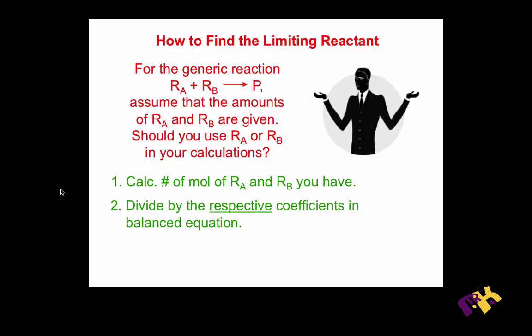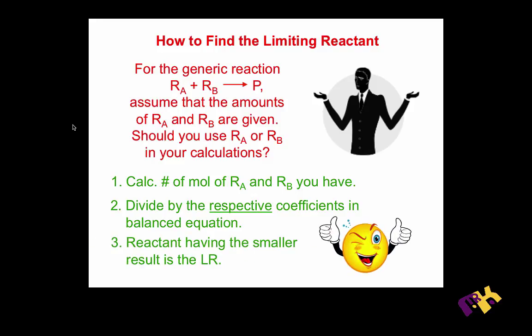So if this is the actual reaction process, just reactant A plus reactant B yields product 1, then if this is balanced already, we would divide the moles of reactant A by 1 and see what the result is, divide reactant B by 1 and see the result, and then we would compare them. The reactant having the smaller result is the limiting reactant. The one which has its coefficient go in fewer times will be the limiting reactant.